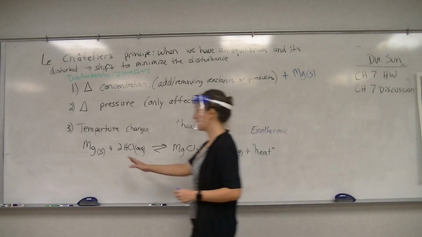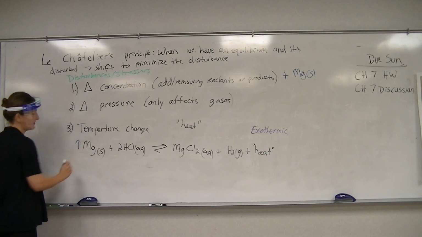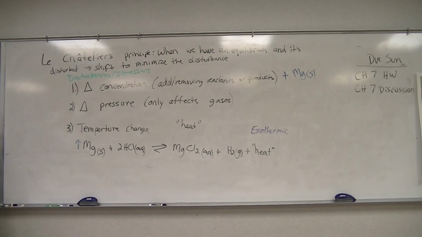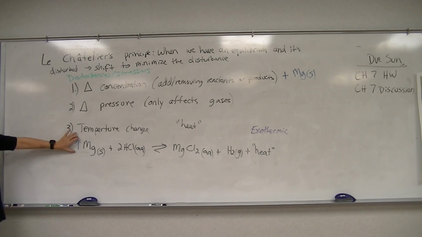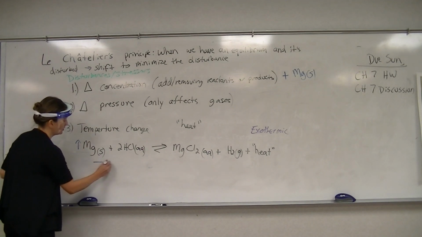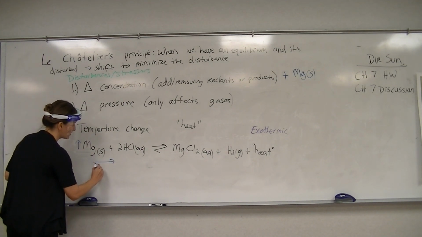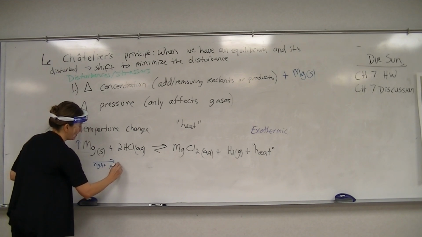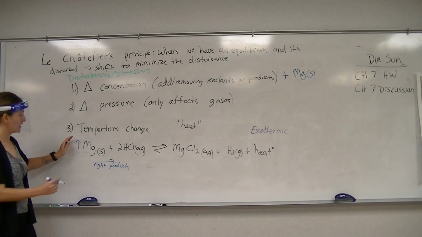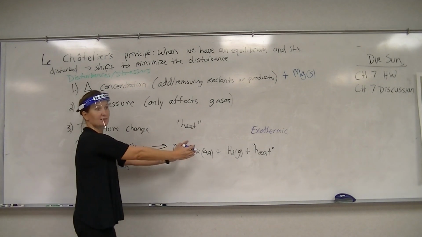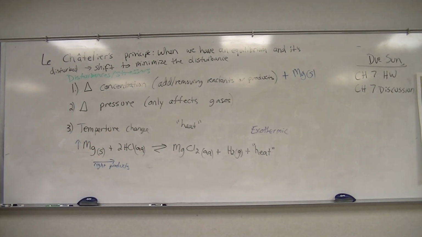So going over to this magnesium, I just added some of it. So the concentration of magnesium increases. But Le Chatelier, it wants to get back to equilibrium. So that extra magnesium that I just added, it wants to get rid of it. So in order to get rid of it, it's going to shift the reaction now to the right towards the products. Because that's the only way it can get rid of the extra is by making more products to get rid of that extra I added.